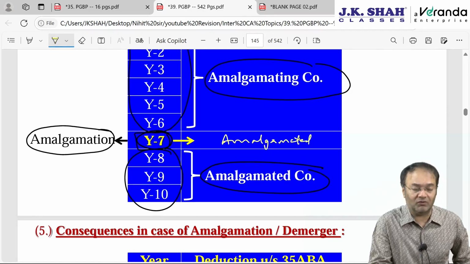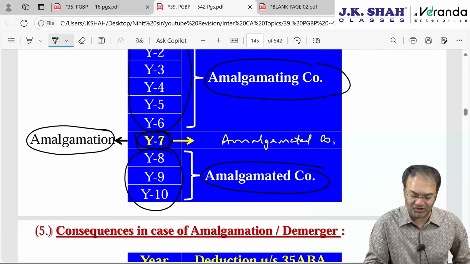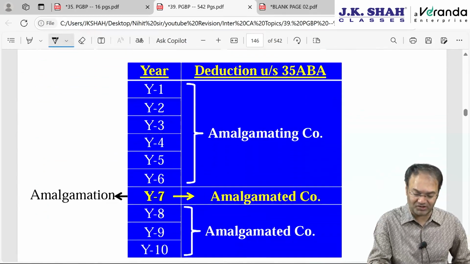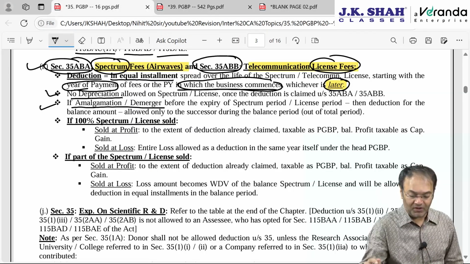In case of demerger, it will be allowed to the resulting company. Simply, the successor will claim the deduction and not the predecessor. Not a single rupee will be allowed to the predecessor. Had it been depreciation, then it would have been allowed to both of them individually.